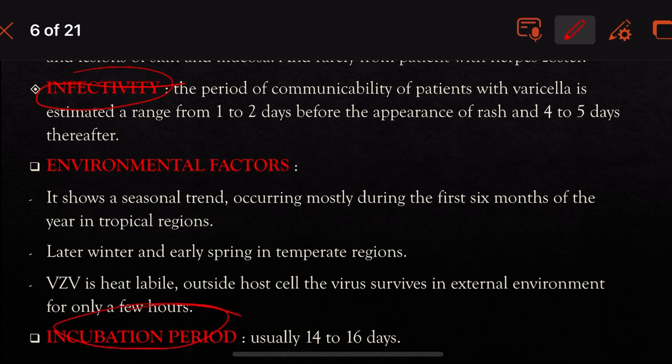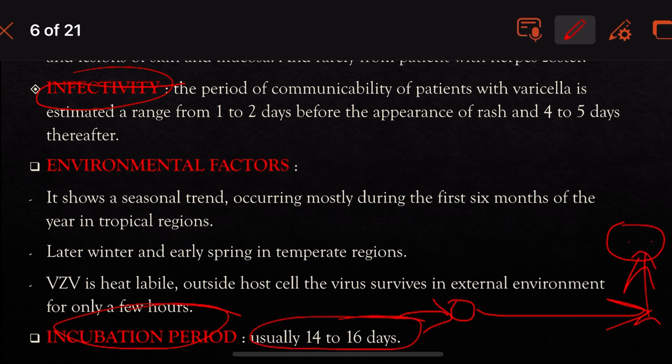Sorry, the incubation period is the time from the spread of the infection to the appearance of signs and symptoms, which is 14 to 16 days. From the spread to the establishment of signs and symptoms is 14 to 16 days.